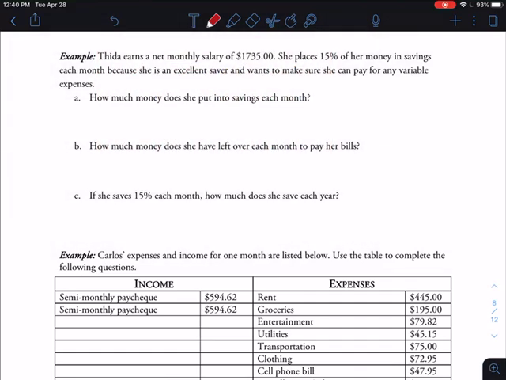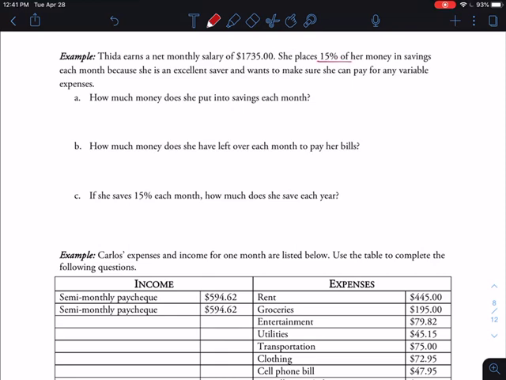Okay, so we're going to talk today about some specific examples, actually do some computation here. Taida earns a net monthly salary of $1,735. She's going to place 15% of her money into savings each month because she's an excellent saver and wants to make sure she can pay for any variable expenses. So how much money does she put into savings each month?